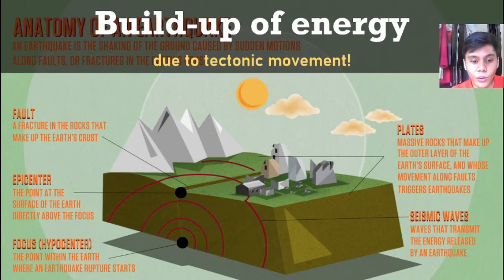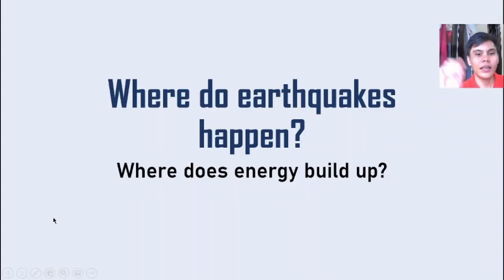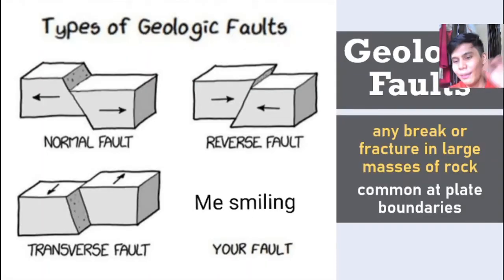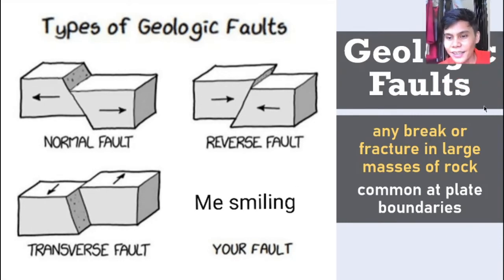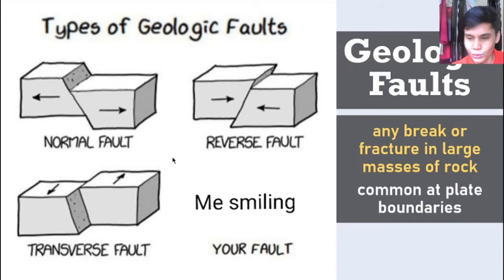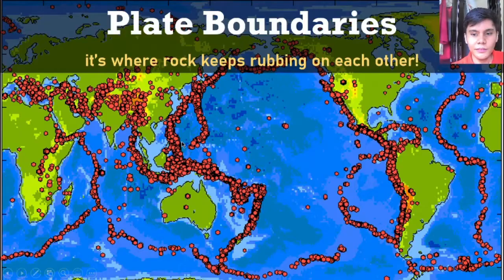So we have a focus or a hypocenter, which is the actual origin of an earthquake, and the epicenter, which is the point on the surface right above the focus, right? So where do they happen? Where does the energy build up? So again, they build up in faults, any break or fracture in large masses of rock, and they're common at plate boundaries. So we have plate boundaries that have normal faults, reverse faults, transverse faults, things that we have discussed in previous videos, right? So your plate boundaries, it's where the rock keeps rubbing on each other.